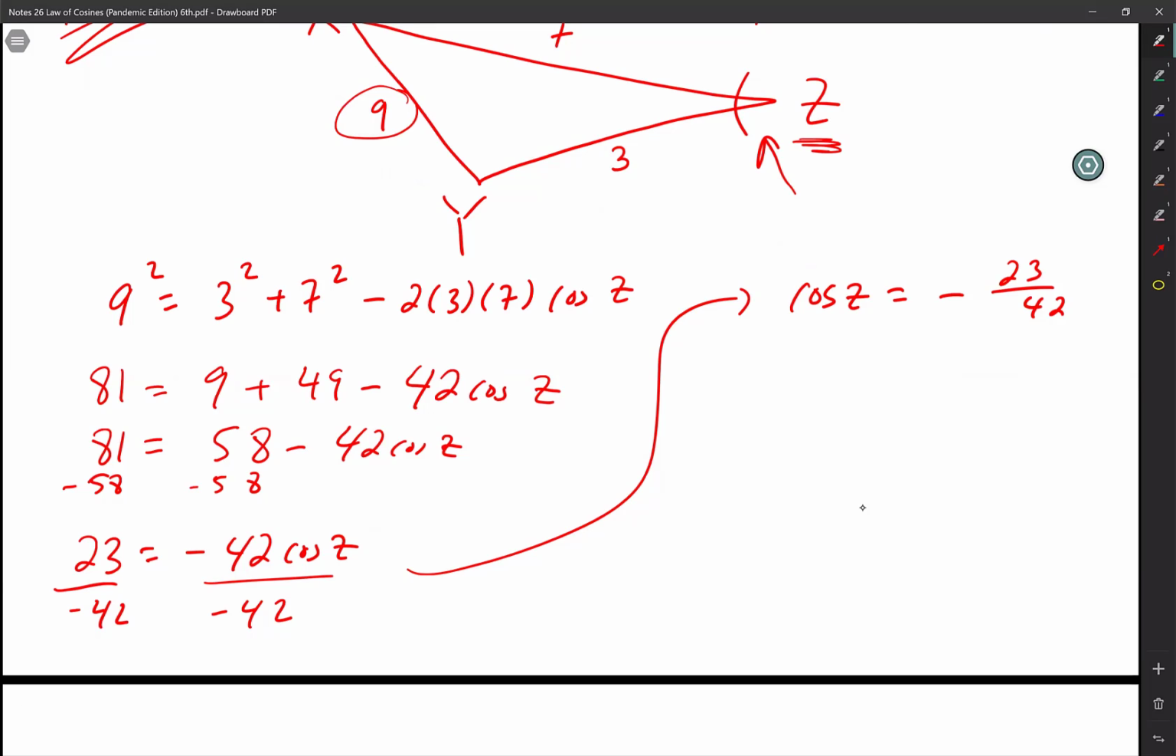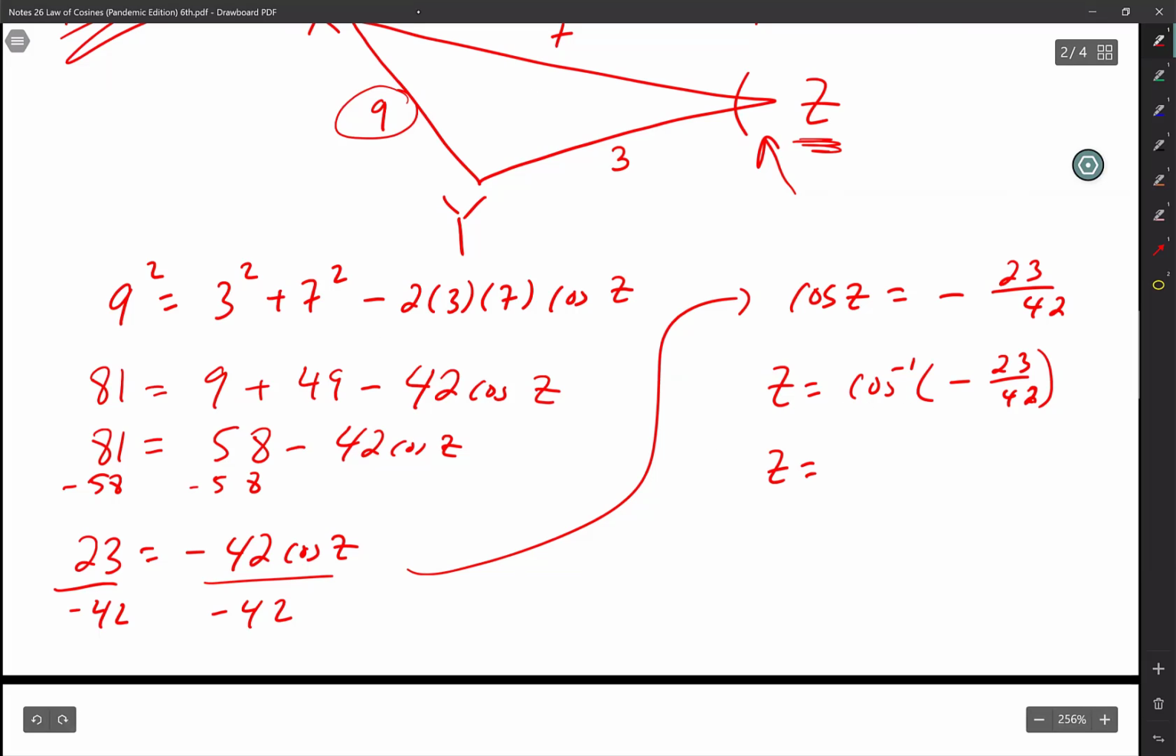I'm going to find angle Z. So what I've got to do is take the inverse of this. So Z is equal to, and really I should be putting an angle symbol, but that's fine, arc cosine of negative 23 over 42. Notice I didn't write plus minus because I don't care about that, guys. Whatever the calculator spits out is your answer. You don't care about the negative part because in the context of this problem, triangles don't have negative angles.